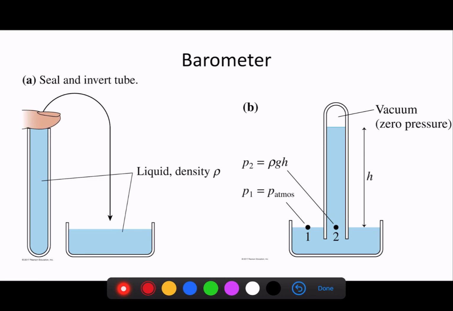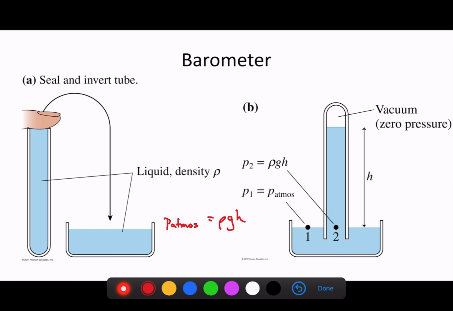Since the dish is open to the air, which we can see at point 1, it's open to the atmosphere, so the pressure at that point must be the pressure of whatever the atmosphere happens to be. Point 2, however, is going to be equal to just the pressure due to the liquid on top of it. There is no atmospheric pressure on top of it because it's a vacuum above there and it's a closed tube. So P2 would just be the density of whatever the liquid is times g times h. Now these two need to be equal because they're along a horizontal line. So basically what this means is that the pressure of the atmosphere is going to be directly related to the height of that liquid. And as the pressure changes, we'll see that height rise and fall.